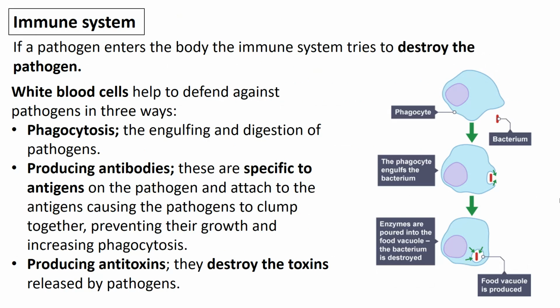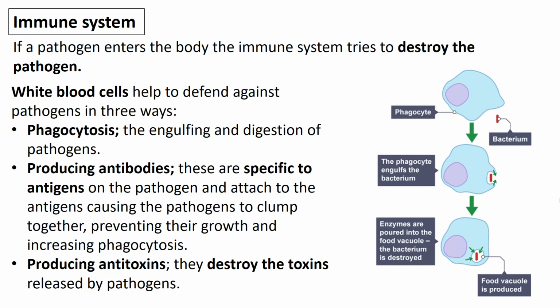In terms of our specific defense system, we're really thinking about our immune system. So if our pathogen does manage to get through our skin or we inhale it, then it's entered the body, and this is where the immune system tries to destroy the pathogen. The key cell in the immune system are white blood cells, and they help us to defend in 3 ways.